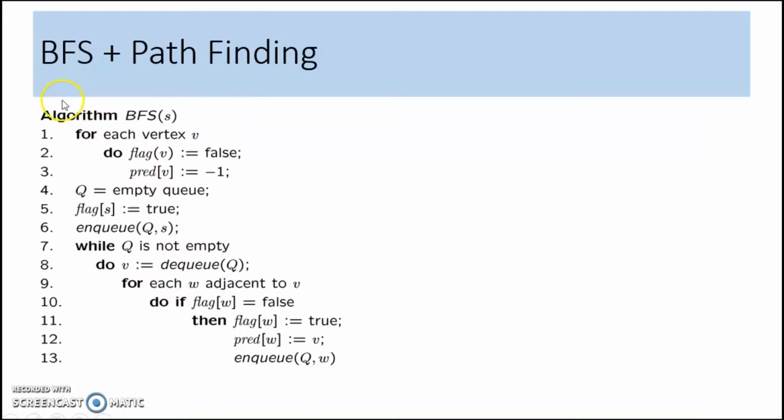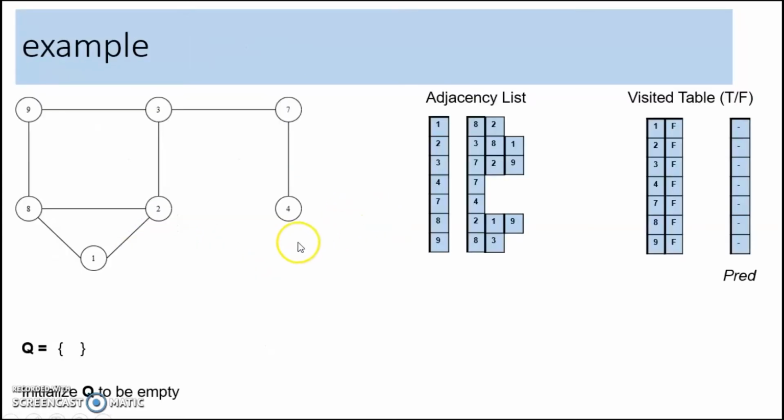So this is BFS plus path finding. This is the code that we will use to find the path. This is an example. This is our graph, and the queue is empty, and the pred table is also empty, and the visited table is all false. This is our previous adjacency list.